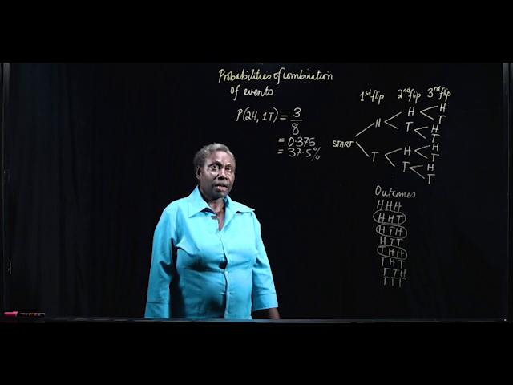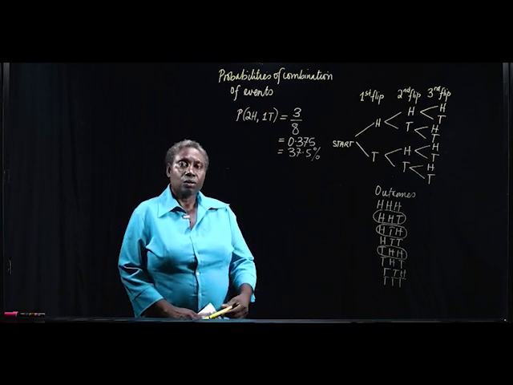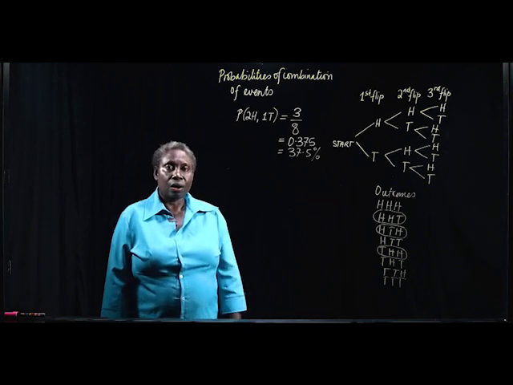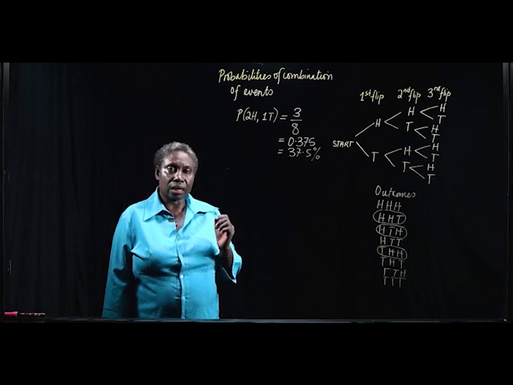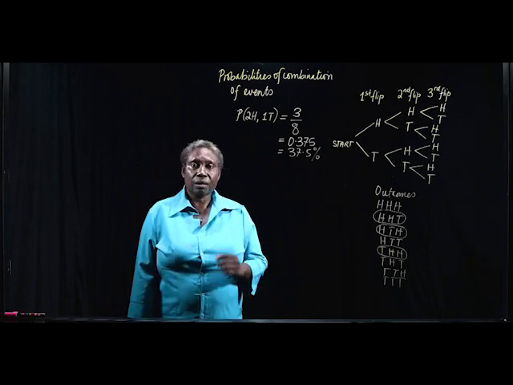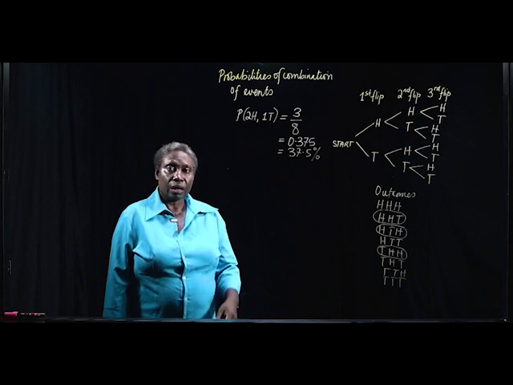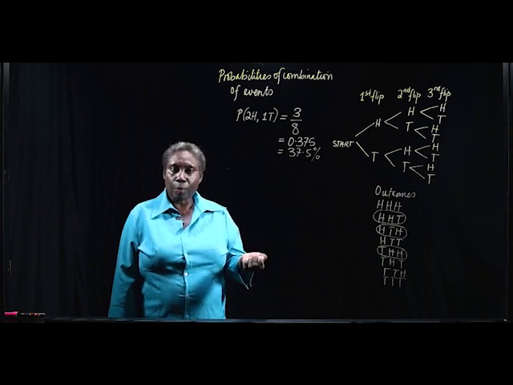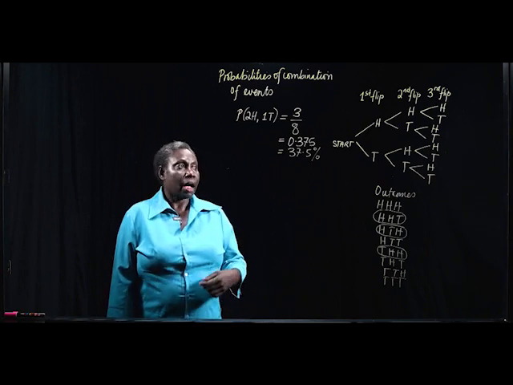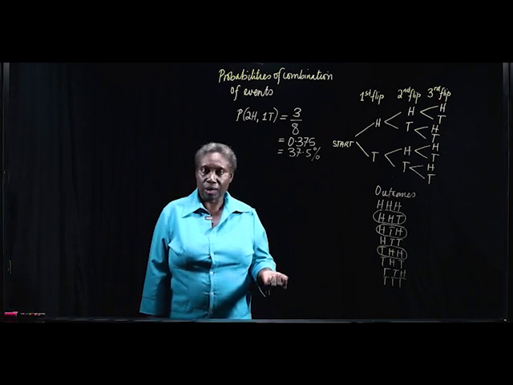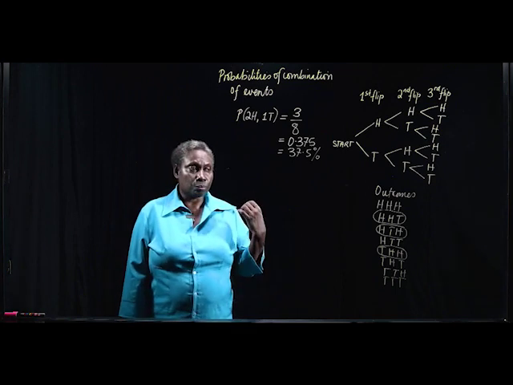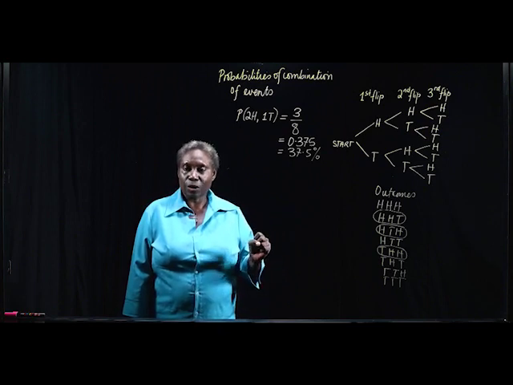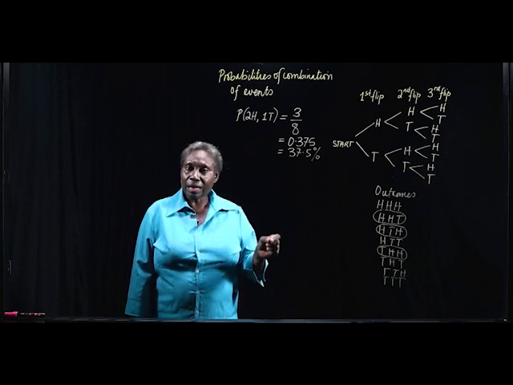The second example again is on combining 2 events. Now, this time we have a jar which contains 2 red marbles and 3 blue marbles. Now, if I want to find out the probability of getting a red marble or a blue marble, I will have to again use the tree diagram to do that. So let's say I have marbles in the jar, and I close my eyes and I pick any one of the marbles in the jar.